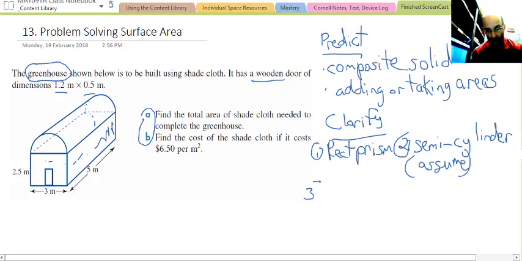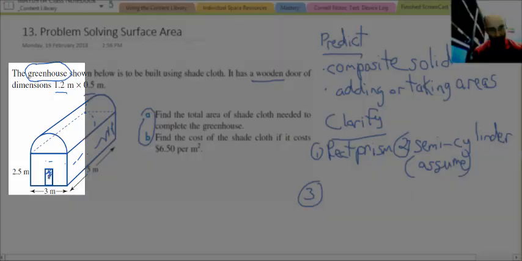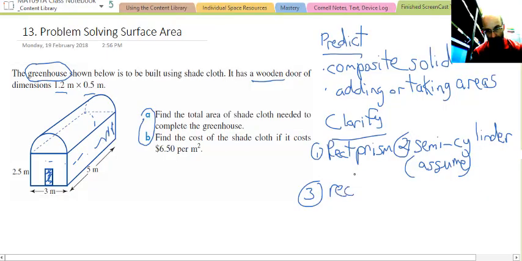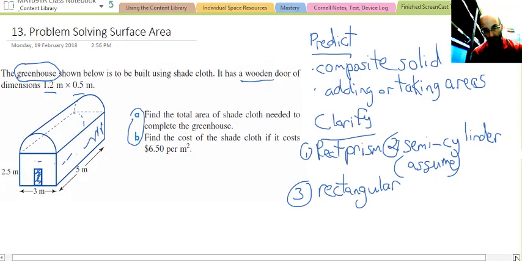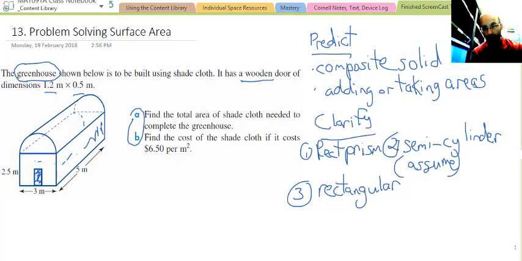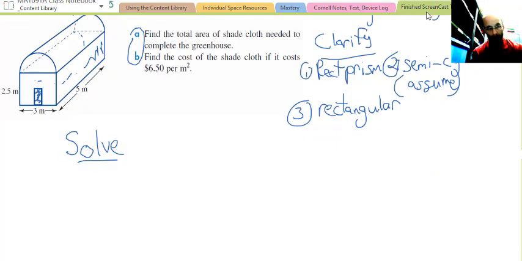And what else do we have here? We have a wooden door. Now the wooden door, I'm pretty safe in assuming that that's not going to have any shade cloth on it. So the door is a rectangle. It's a rectangular area which will then affect the surface area. Okay, so let's scroll a bit there. So I think I'm ready to start now.